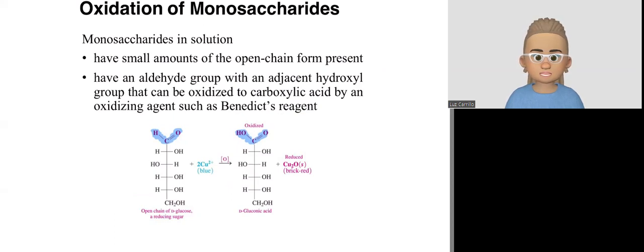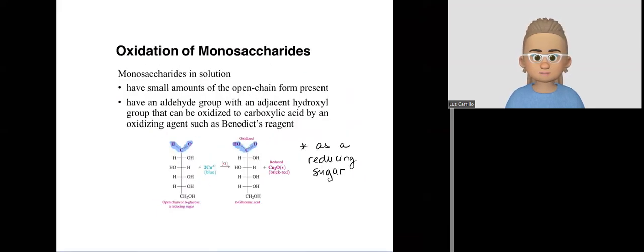Now, if a monosaccharide has the ability to convert copper 2 to copper 1 in a Benedict's reaction, then it is understood that that molecule is known as a reducing sugar. And it is called the reducing sugar because it can reduce copper 2 to copper 1, not because the sugar itself gets reduced, because we can obviously see that in the reaction itself, the sugar is actually oxidized because it goes from an aldehyde to a carboxylic acid.